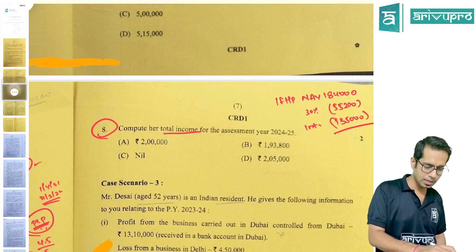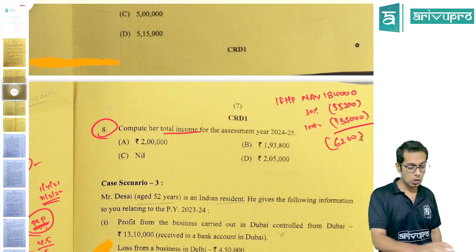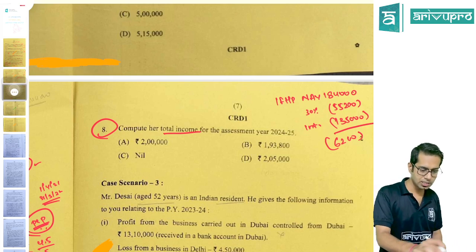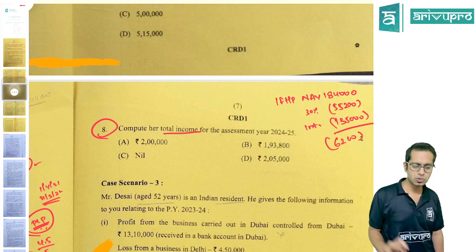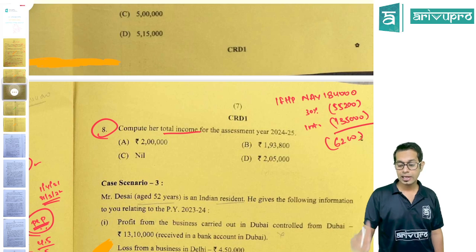So 1,84,000 minus 55,200 minus 1,35,000 comes to 6,200 negative. A loss of 6,200 is coming. I'll just recheck: 1,84,000 minus 30% minus 1,35,000. It comes to 6,200 negative. So what is my total income?